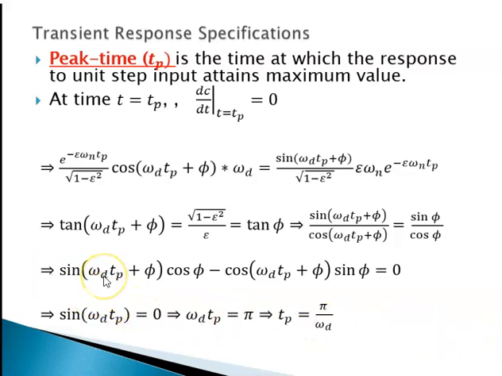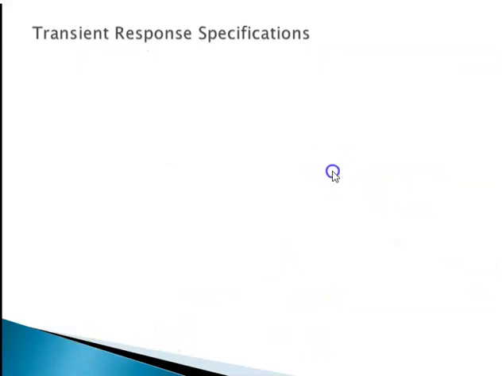The simplification is sin A plus B. A is omega d Tp, B is phi. That is sin omega d Tp cos phi plus cos omega d Tp into sin phi. That is, this is the value of sin expanded. Similarly, expand cos and simplify. You see that this Tp comes out to be pi over omega d.